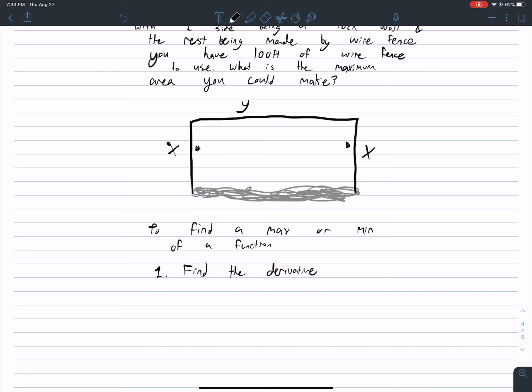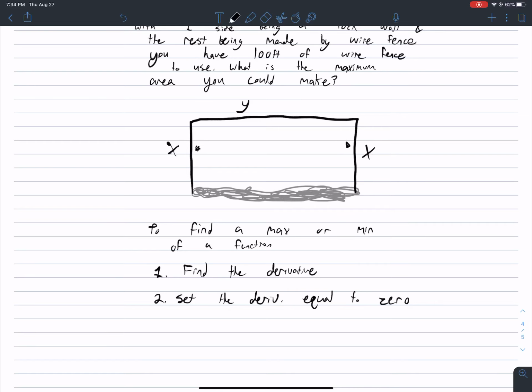For optimization problems, it's usually really easy derivatives. This rock one that I'm doing right now is a pretty easy function to find the derivative of. There's no integration required, so that's very fun. Once you find the derivative, what you're going to do is set the derivative equal to 0.